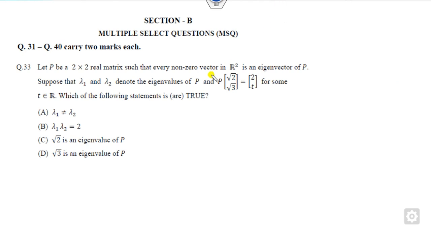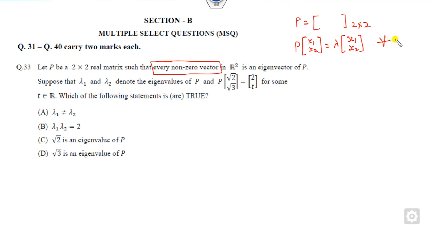Look at the another one. P is any 2 cross 2 matrix with real entries, and every non-zero vector is an eigenvector. What is the meaning of that? It means if you multiply P with any non-zero vector like x1 and x2, it will give you its eigenvalue times it, so it's an eigenvector. That means this condition holds for all the pairs of x1 and x2 which are non-zero.